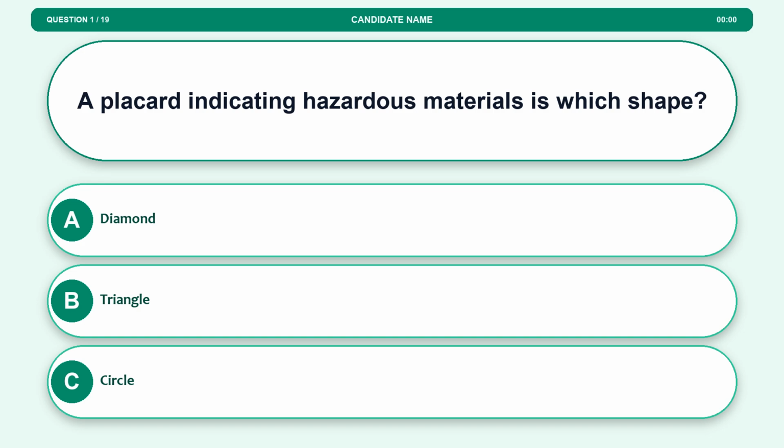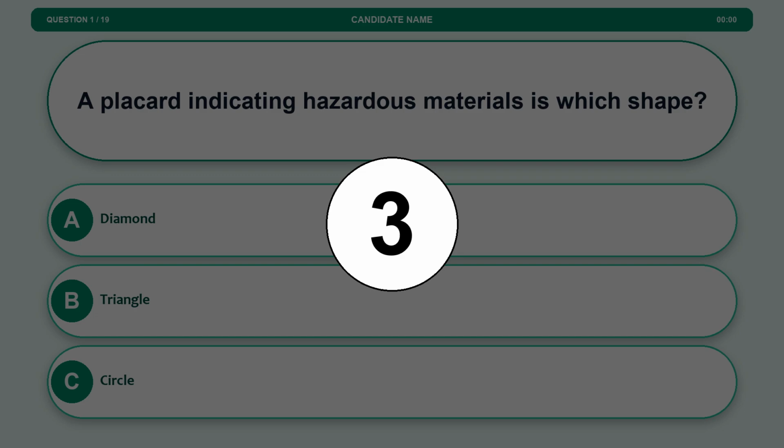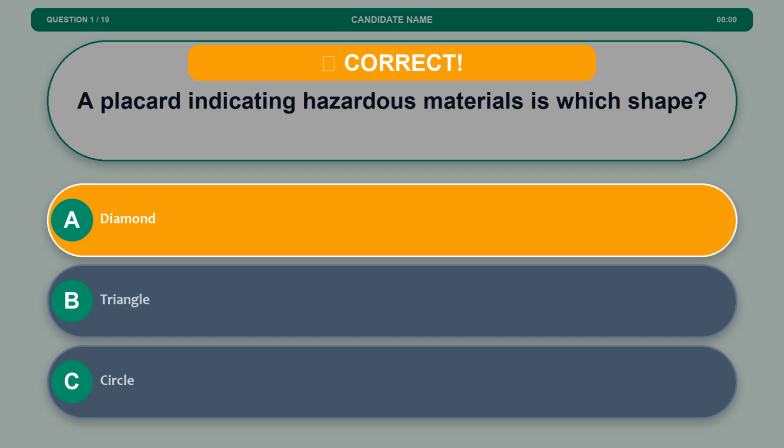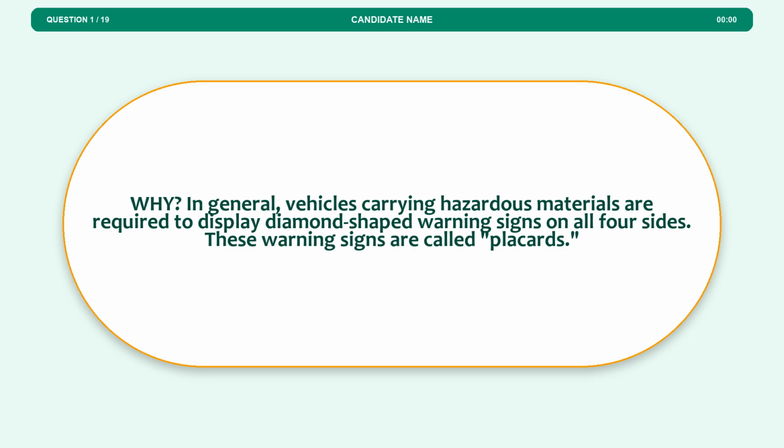Question 1. A placard indicating hazardous materials is which shape? Option A, diamond. Option B, triangle. Option C, circle. The correct answer is option A, diamond. Explanation. In general, vehicles carrying hazardous materials are required to display diamond-shaped warning signs on all four sides. These warning signs are called placards.